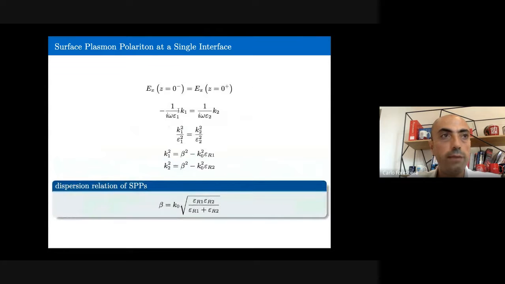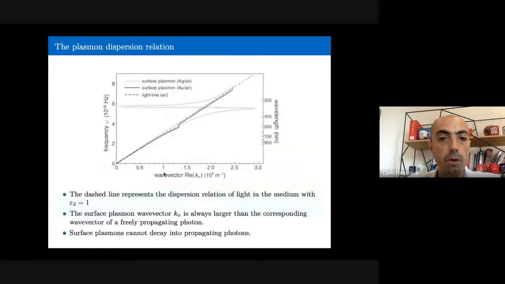At this point, the last thing that we have to do is to impose the continuity of the tangential component of the electric field, and this returns this relation which links the permittivity in the two regions with the k vector in the two regions. By combining these relations with the previous relation that relates the beta vector and the k vector, we end up with the dispersion relation of surface plasmon polaritons, which is this one.